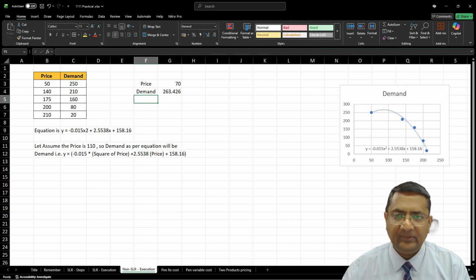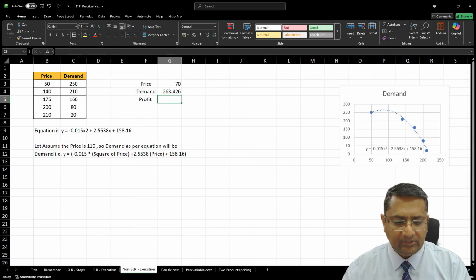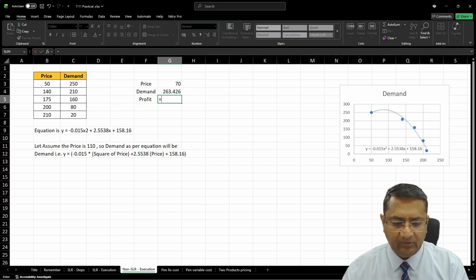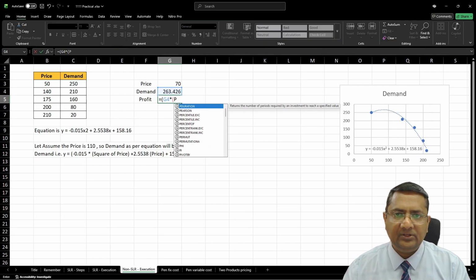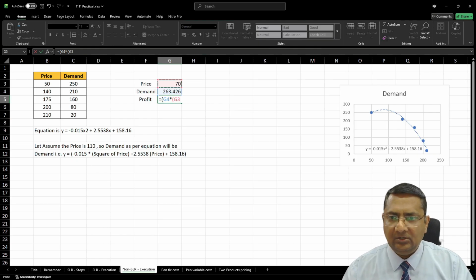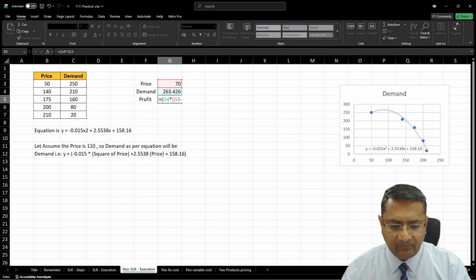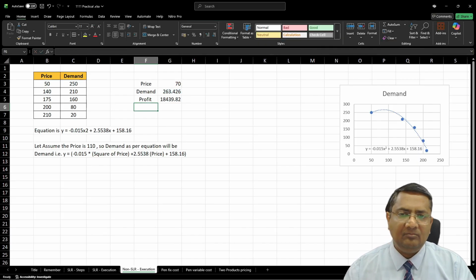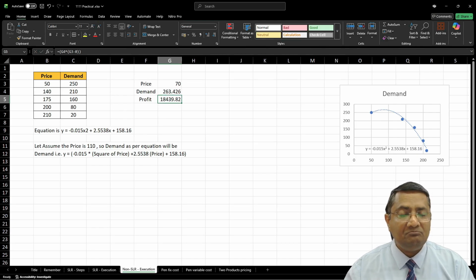Then what would be the profit? Let's calculate profit. Our objective is to maximize the profit. How will we calculate the profit? Profit equals demand multiplied by price. Okay, so what is the price? Price is 70. Is cost given? No. The cost is not given, so we will assume the cost is 0. Okay, then bracket close, another bracket close, and press enter. So this is our profit, and we have to maximize this.